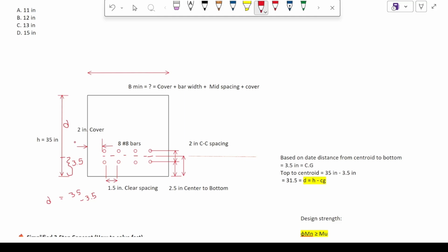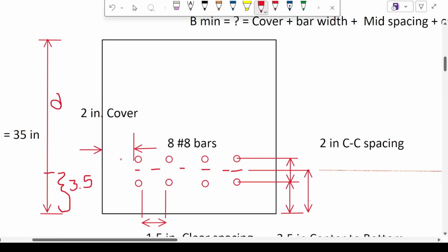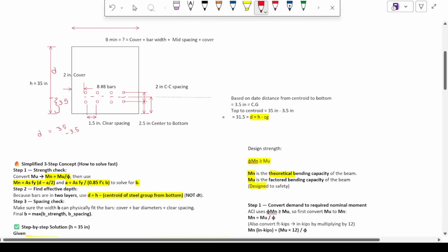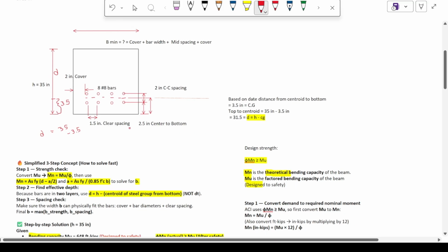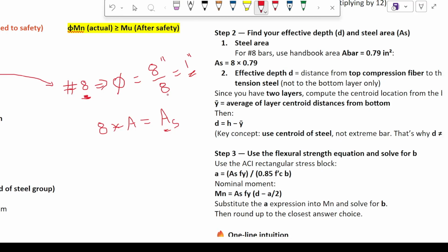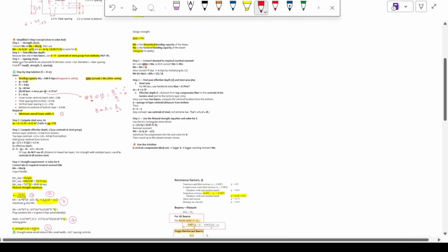So what do I mean by cover width? This rebar has to be 2 inches from the edge, and then there is the rebar itself. Number 8 means 8 times one-eighth, so what is the diameter of a number 8 bar? Whenever you want to calculate the diameter of any given bar number, you just divide the number by 8. Number 8 means 8 divided by 8, that is 1 inch. If it is number 4, that is 4 divided by 8, that is half an inch. Since it is number 8, you already know this is a 1 inch diameter bar.